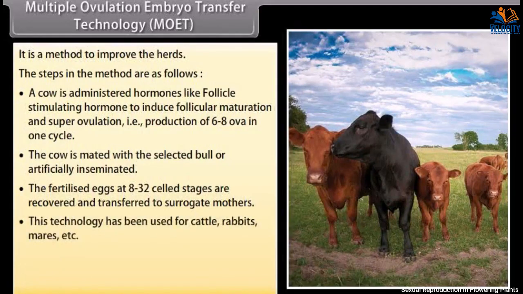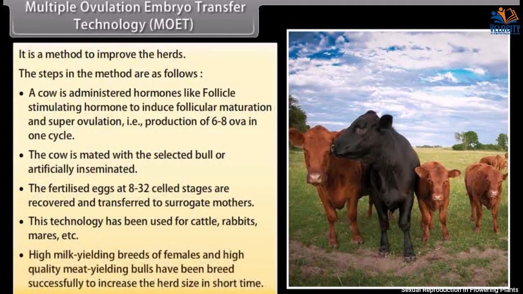This technology has been used for cattle, rabbits, mares, etc. High milk-yielding breeds of females and high-quality meat-yielding bulls have been bred successfully to increase the herd size in a short term.